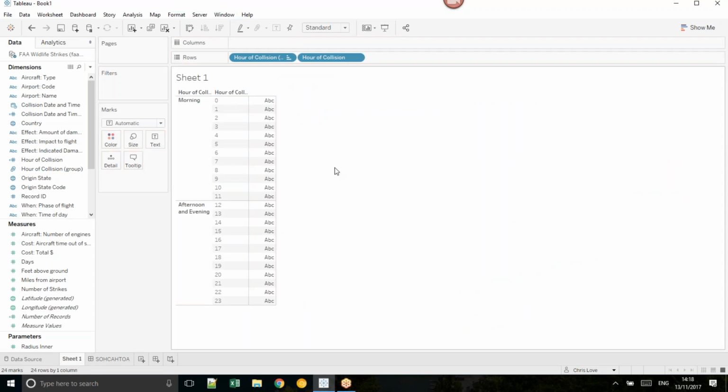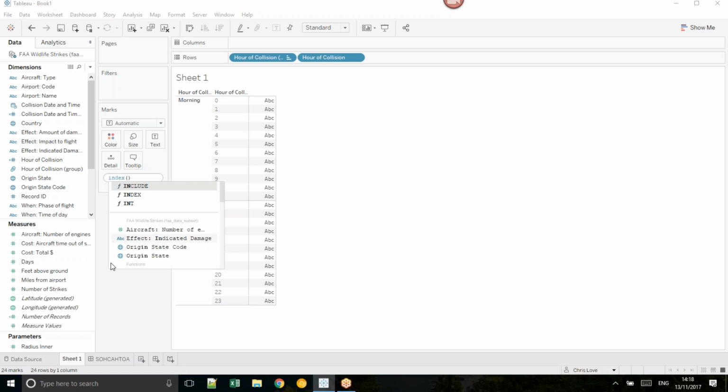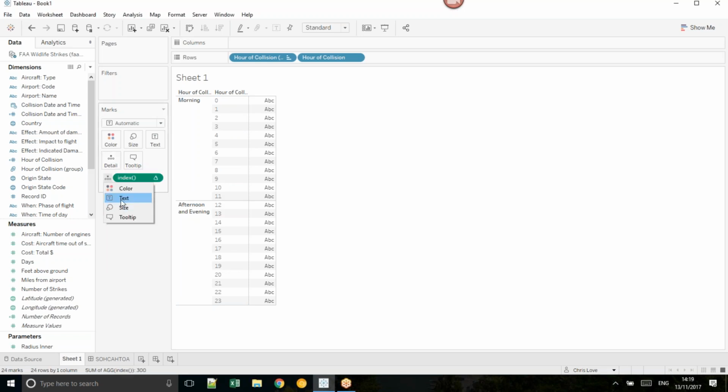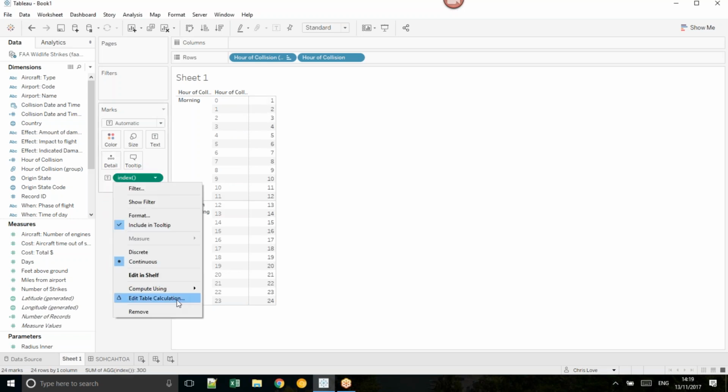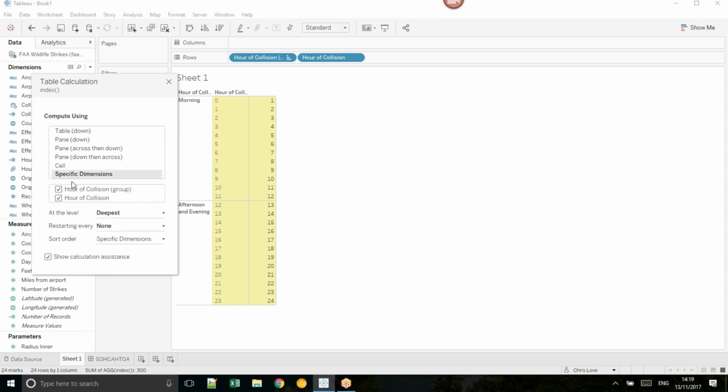But the first thing I need to do is work out what percentage of the way around the circle each of these numbers should go. I'd like my naught to be at 12 o'clock, this to be at 1 o'clock, 2 o'clock, 3 o'clock, etc. Exactly like a normal clock. So what I'm going to do is first of all find the relative positions. So we can just take the index of these and let's put that onto text and then calculate that by the hour of the collision per grouping.